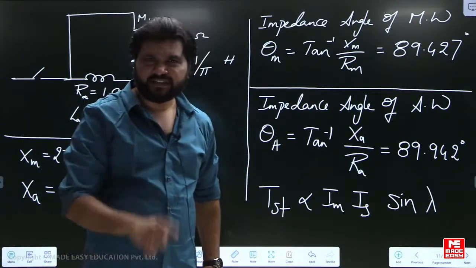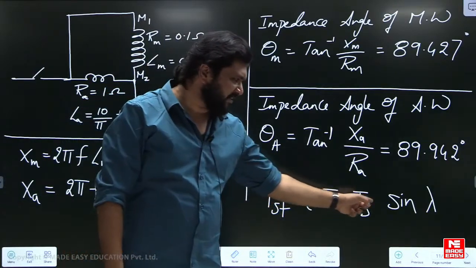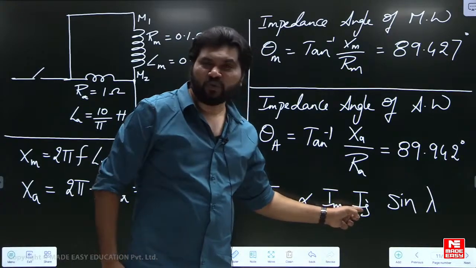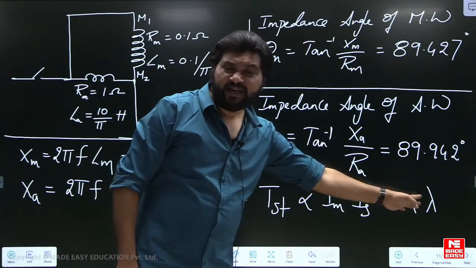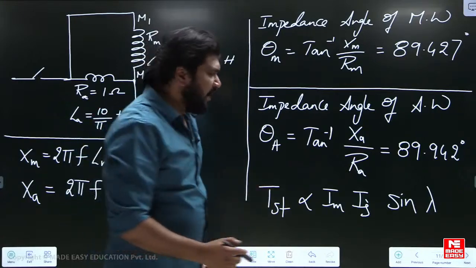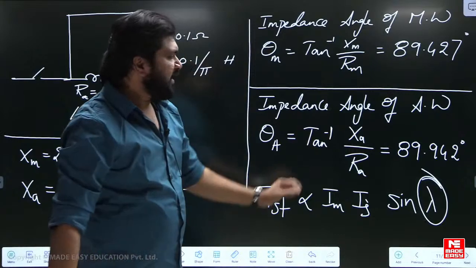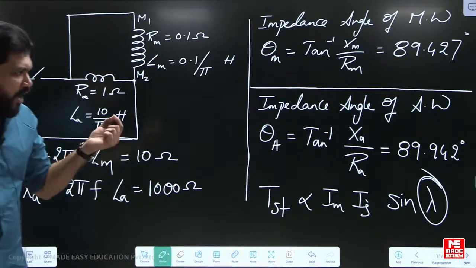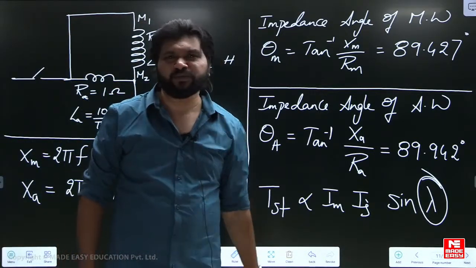And go back to the basics. Starting torque of a single phase induction motor can be expressed as T_ST proportional to Im Is sin lambda. Here Is is the current in the starting winding, Im is the current in the main winding, and lambda, or alpha, anything, is the angle between these two currents. So if you find what lambda is here, it will be around 0.5 degree. 0.5 degree is really a very small value.